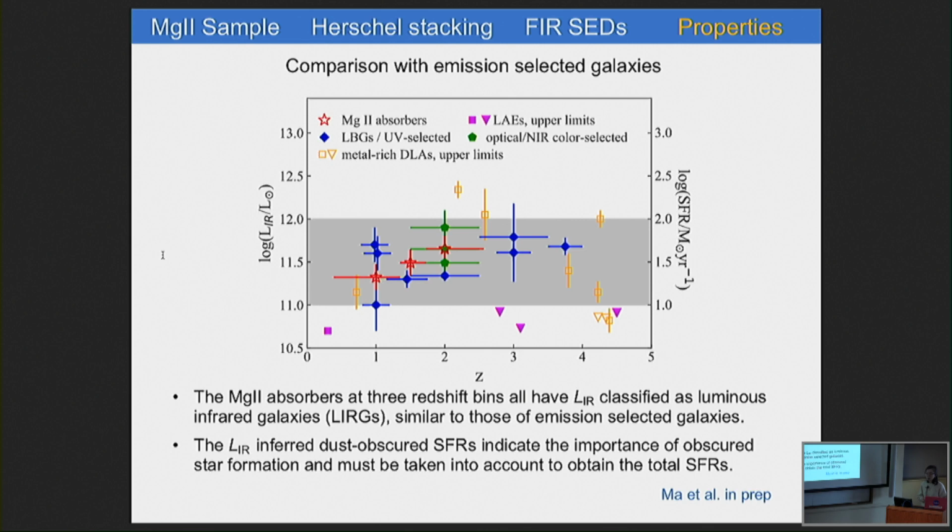The magnesium-2 absorbers at the 3 redshift bins, the red stars, they all have infrared luminosities in the range of luminous infrared galaxies, which are comparable to those of emission-selected galaxies like Lyman-break galaxies or UV-selected galaxies. They are definitely less extreme than SMGs, which are supposed to be here, and higher than Lyman-alpha emitters. So the dust-obscured star formation rates indicate that the obscured star formation is very important and must be taken into account to obtain the total star formation rates.